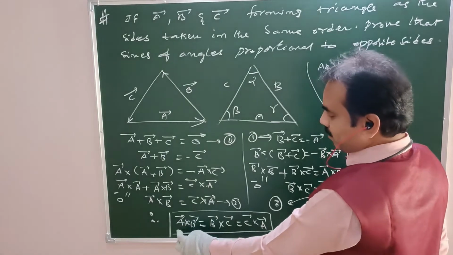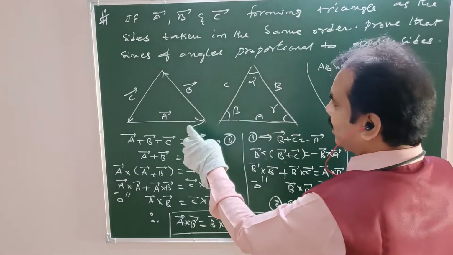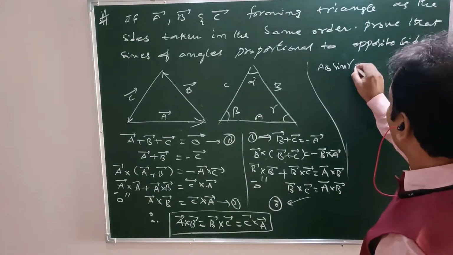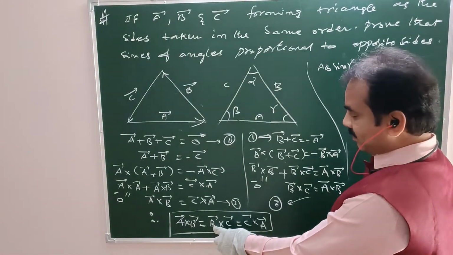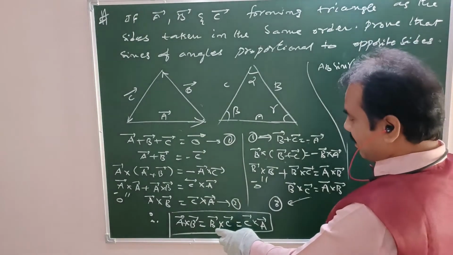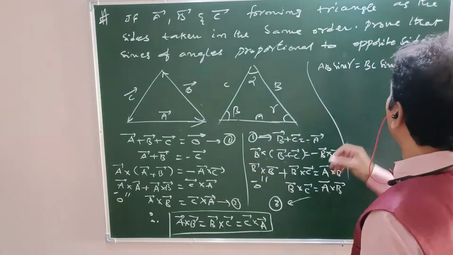Mod A bar cross B bar equals AB sin theta. What is theta between A and B? Between A and B means gamma. So AB sin gamma equals mod B bar cross C bar, which is BC sin theta. What is theta between B and C? Between B and C means alpha.